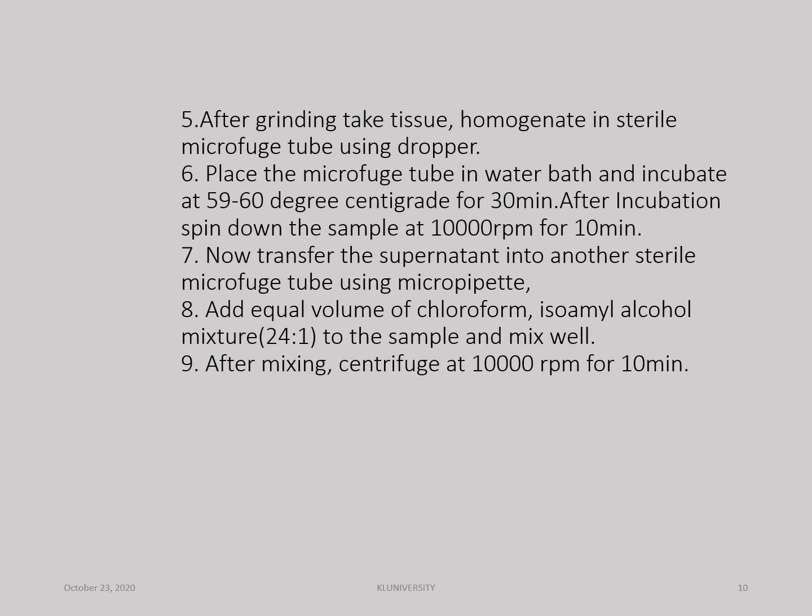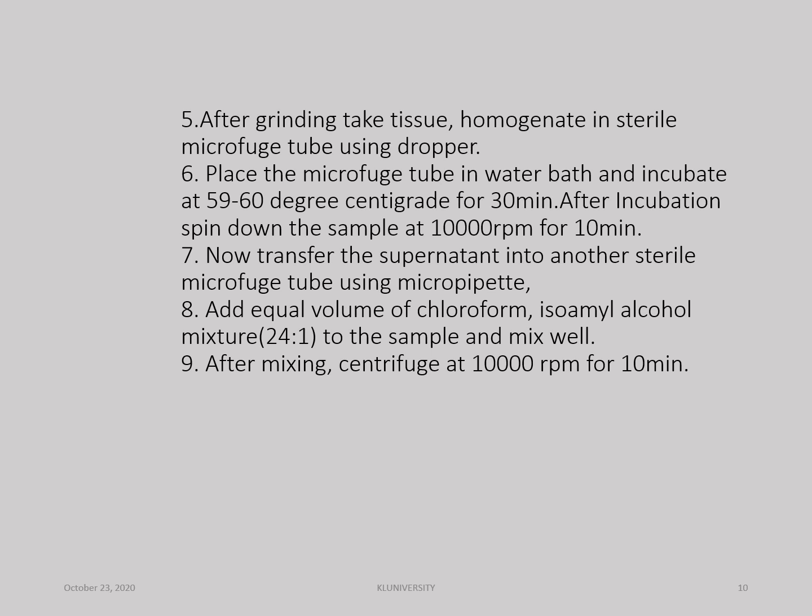After grinding, take the tissue homogenate into a sterile microfuge tube using a dropper. Place this microfuge tube in a water bath and incubate it at 59 to 60 degrees centigrade for 30 minutes. After the incubation, spin down the sample at 10,000 rpm for 10 minutes. Now transfer the supernatant into another sterile microfuge tube using a micropipette.